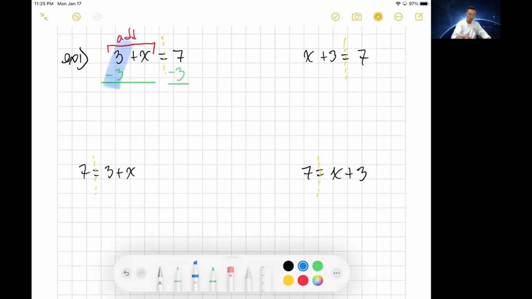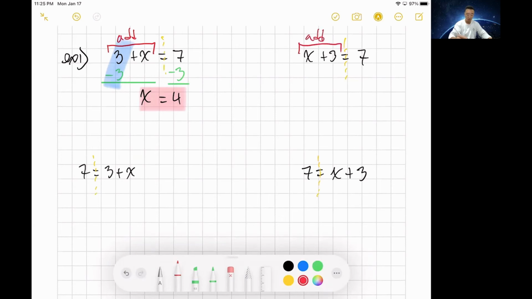And what is 3 minus 3? 0, right? And then we have the x alone. 7 minus 3 is 4. And that is the value of x. x equals 4. So we know, oh, okay, that's the value of 4. Great, awesome. Now again, it doesn't matter that the 3 and the x are switched over. It's still an addition relationship.